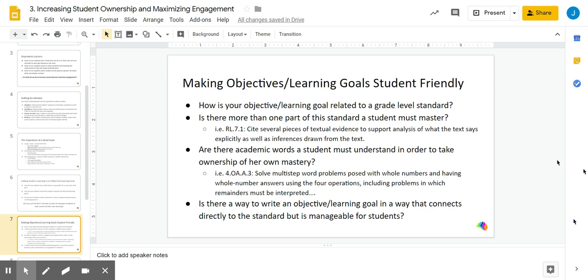And I probably wouldn't want to introduce that full standard right away with students. Now, I might put it up in its entirety after they've done these pieces to show them that they've mastered an entire standard, but I might break it up as I start to introduce it.